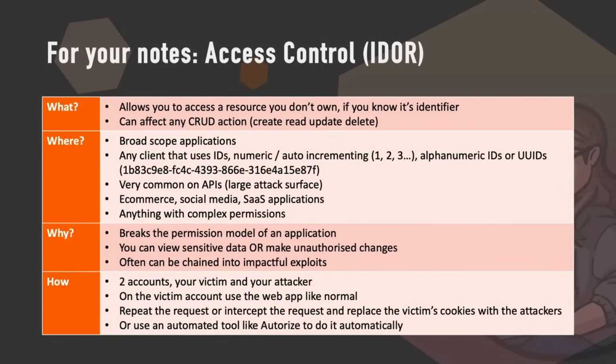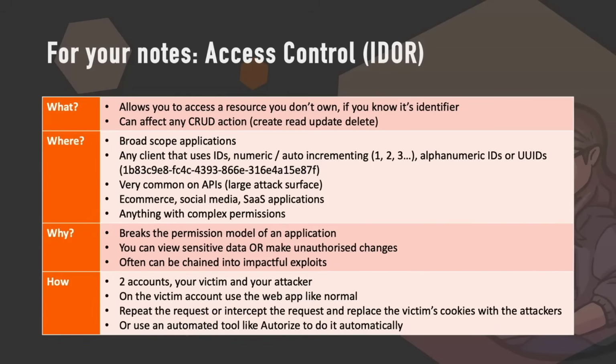Okay, here is your TLDR summary for IDORs. What is it? It allows you to access or change a resource you don't own if you know its identifier. It can affect any CRUD action, which is create, read, update, delete, depending on the access control model of whatever application you're testing. Where are you going to find it? Any kind of broad scope programs are really great. If you're seeing IDs, whether they be numeric IDs, auto-incrementing IDs, alphanumeric IDs, or UUIDs, they're going to have access control issues. It's very common in APIs, particularly because they have such a large attack surface.